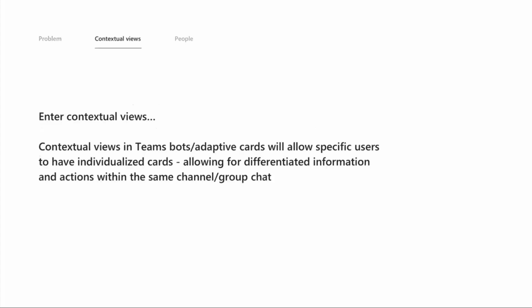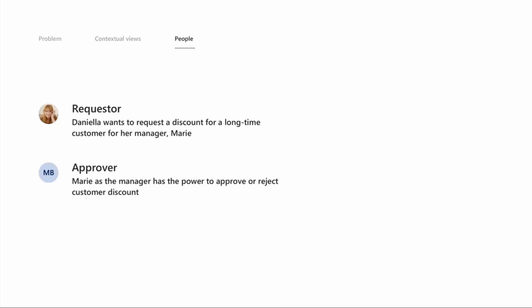So I'll take the example of, say, approvals. Someone sending an approval in a group chat, you'd want only the approver to get the accept and reject buttons. You wouldn't want someone else in the chat to accidentally approve or reject your card. So that is where you'd need the approver to get maybe some more information, maybe the accept and reject buttons themselves. So that is what contextual views now allows you to do. So certain people can now get differentiated information and actions.